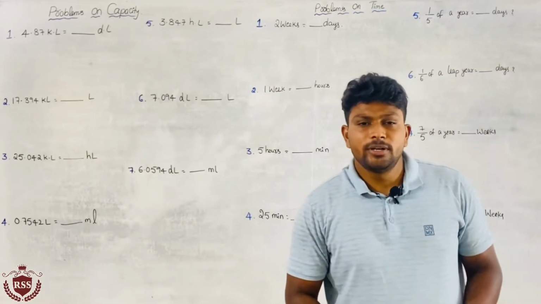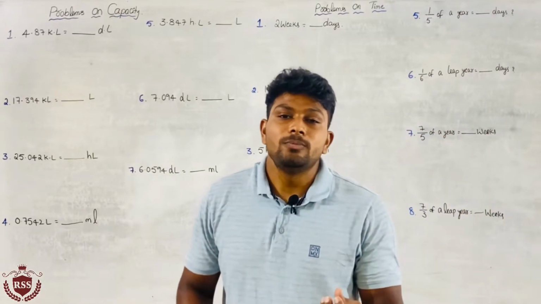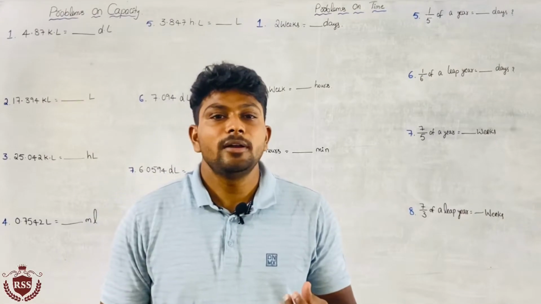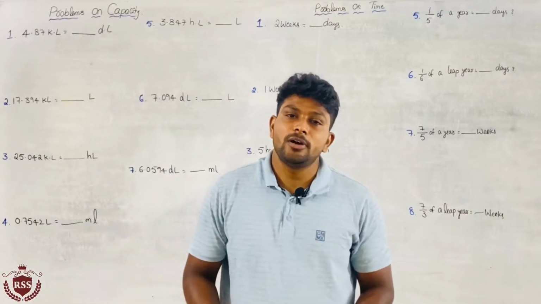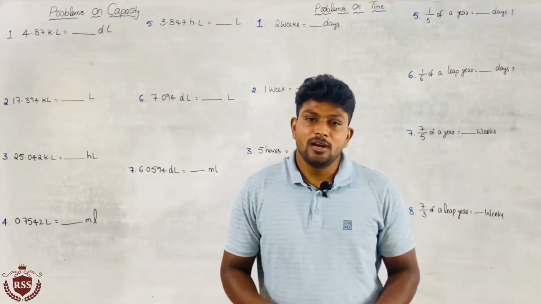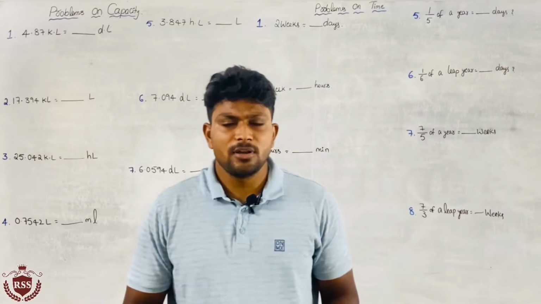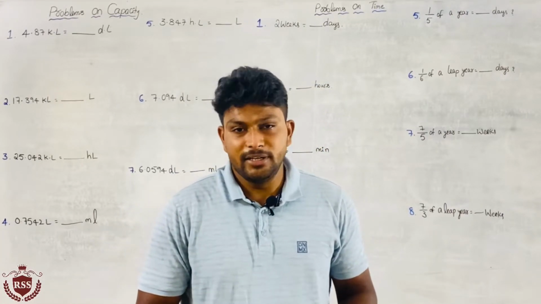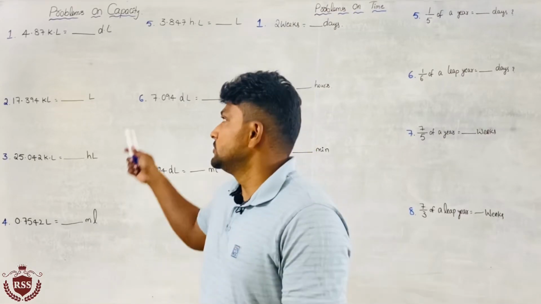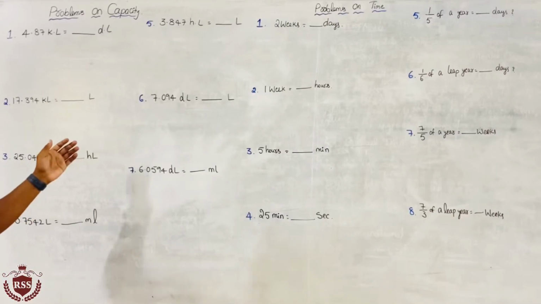So you know capacity, what do you mean by capacity? Capacity means how much volume the given quantity will occupy. The best examples for capacity are water or milk. These quantities are measured in terms of liters, right? So those are the capacities. So let's see how the conversions will be done here.